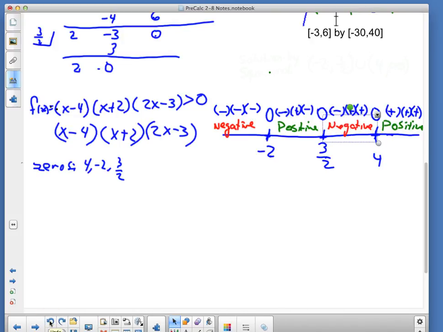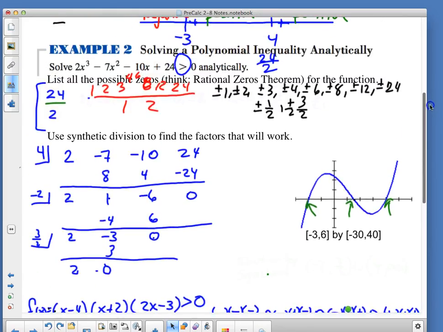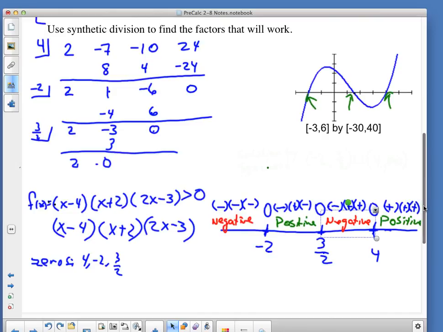But now, keep in mind, I'm asked to find where it is positive. They didn't say that in the question. They said solve this relationship. For what values of x will this be positive? Not 0, but positive. It's positive between negative 2 and 3 halves, and it's positive between 4 and infinity. And we can even see that on the graph.